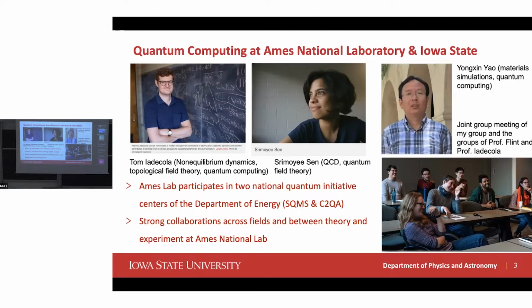There's Srimoni Sen. She is a nuclear theorist. She's the closest to this Galileo Galilei Center, I would say, from her background. She's working on QCD, quantum field theory, and she's also interested in quantum computing. And Yongjin Yao is my colleague who is also working with me on a separate DOE grant on quantum computing, and his background is material simulation, computation physics. And here is one of our joint group meetings.